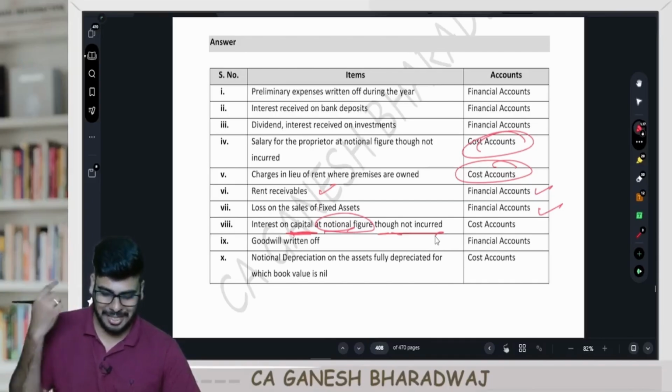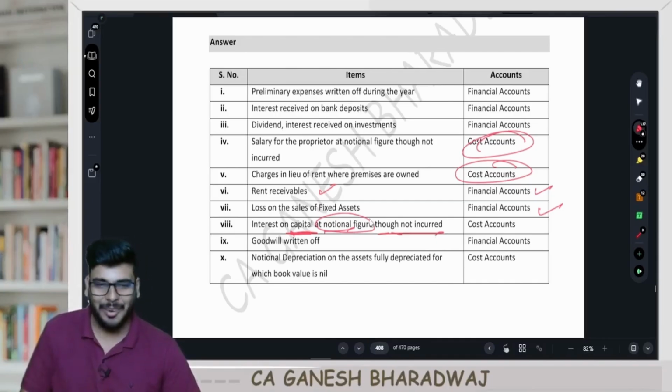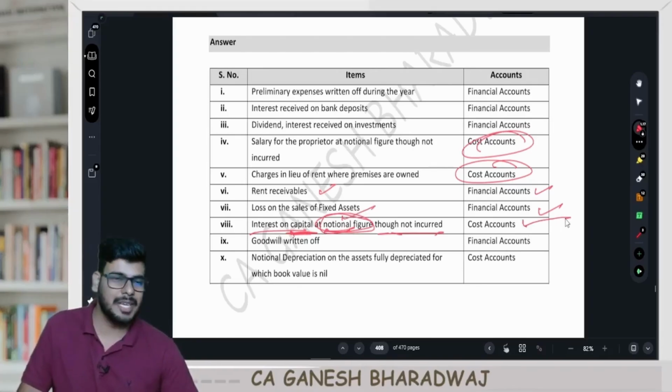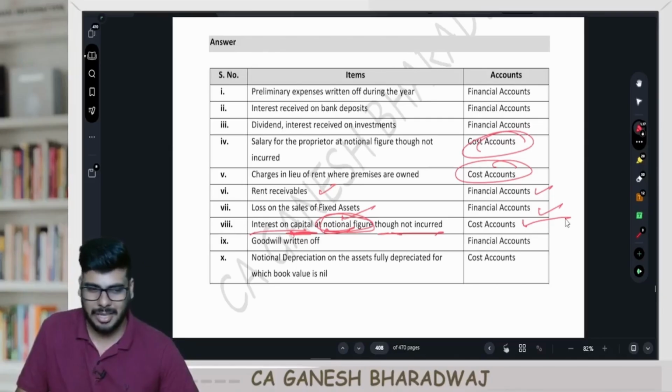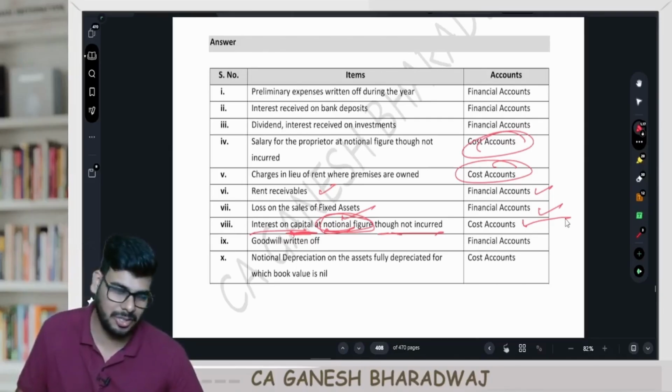It will only come under financial management. Ideally, your weighted average cost of capital and all. Because see, it's not that because it is a notional figure we are ignoring it. Interest is a financial item. So we don't consider it, but they have just gone by the word notional and they have given the answer as cost accounting. So we will also take it as such, but you know that it shouldn't be considered.